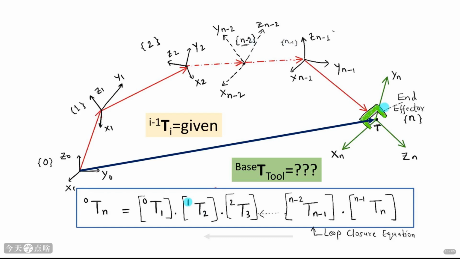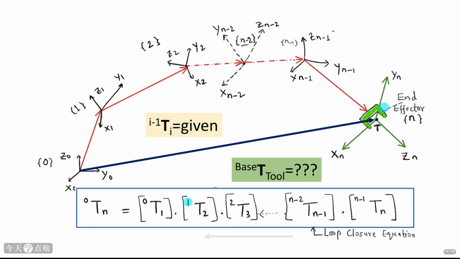This diagram summarizes the process. We start with the base frame, 0, and the end effector frame, n. The transformation between each pair of adjacent frames, i-1 to i, is given by the matrix i-1 T i. This matrix is derived from the DH parameters for the joint connecting frames i-1 and i.